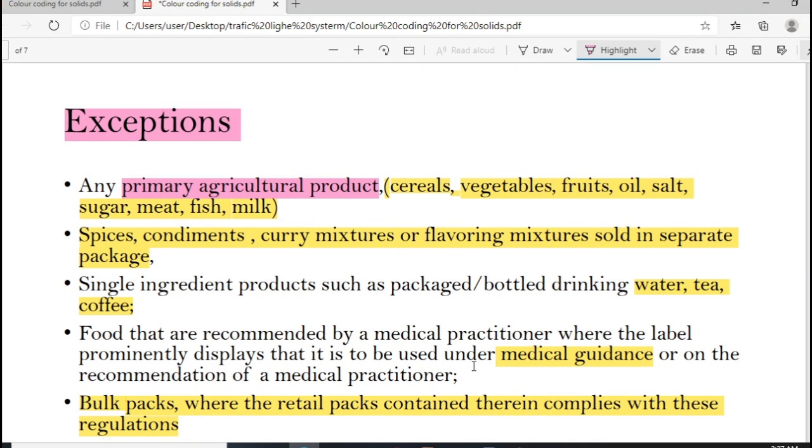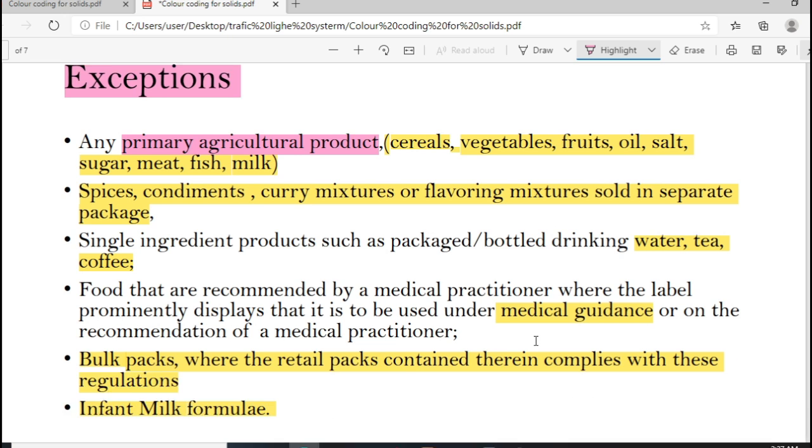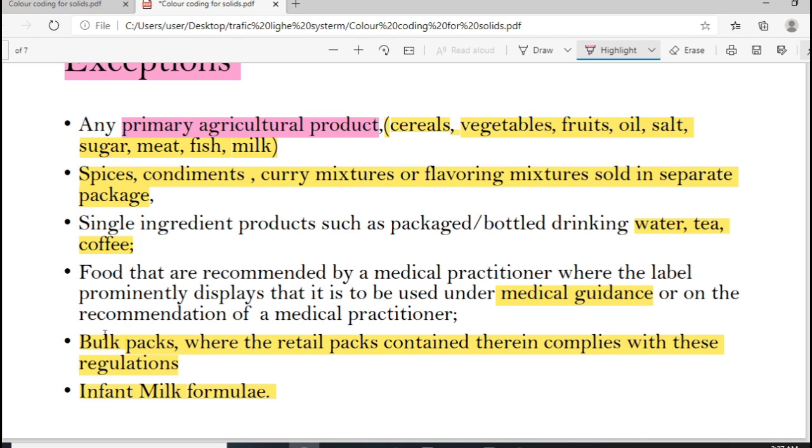Other than that, if the product carries a label with medical guidelines, or is recommended by medical practice, we are not going to include the traffic light system for those kinds of products, because of their special health effect. Finally, if your product is for infants, such as infant milk formula, you don't need to include this traffic light system.